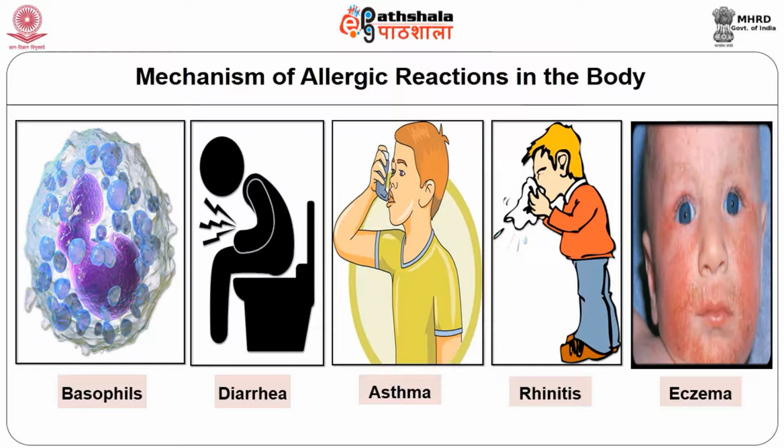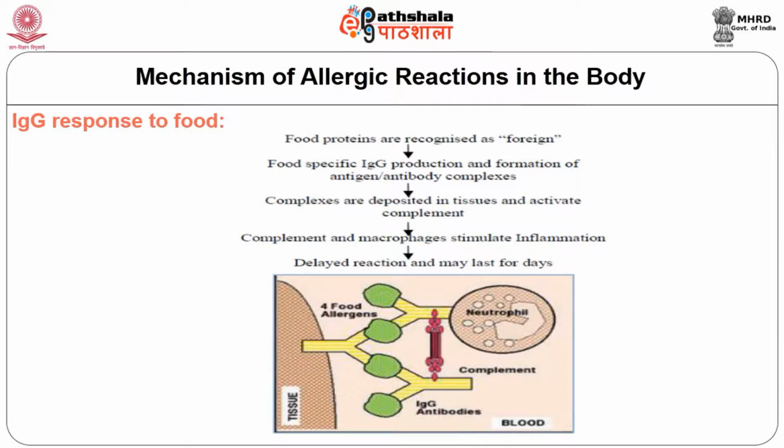which in turn bind with mast cells or basophils. The second exposure to such allergens results in binding of the allergen with immunoglobulin E, leading to degranulation and release of certain mediators which cause various allergic reactions such as diarrhea, asthma, rhinitis and eczema, or even severe systemic reactions leading to death. The immunoglobulin G response to food is projected here.